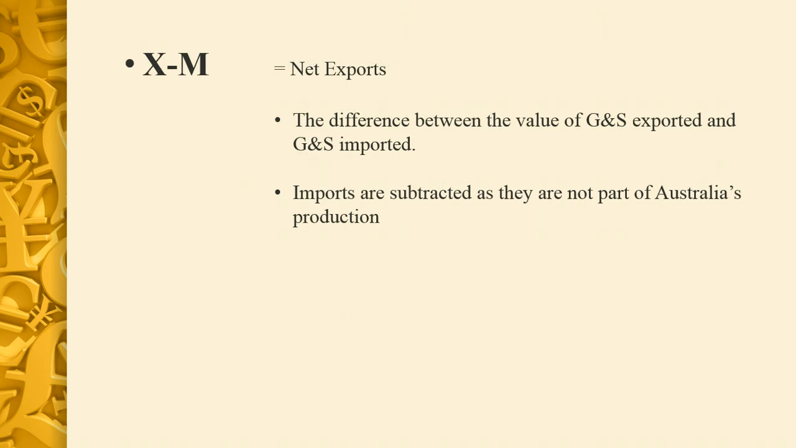X minus M, net exports. The difference between the value of goods and services exported and imported. X stands for exports, strangely enough, I know that's difficult, and M, believe it or not, stands for imports. Imports are taken off because they are not produced in this country and therefore are part of somebody else's GDP.